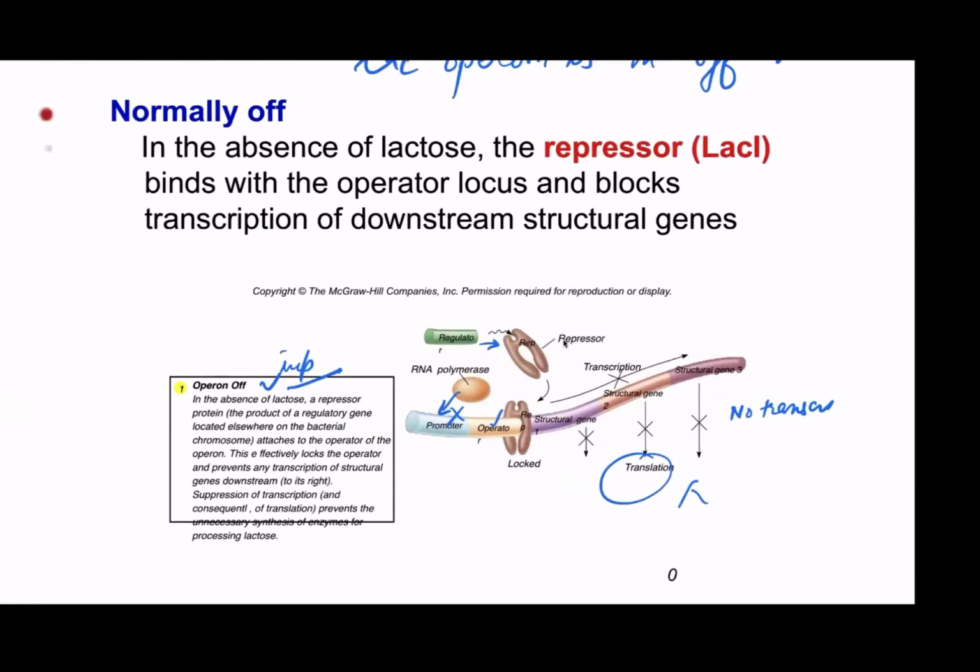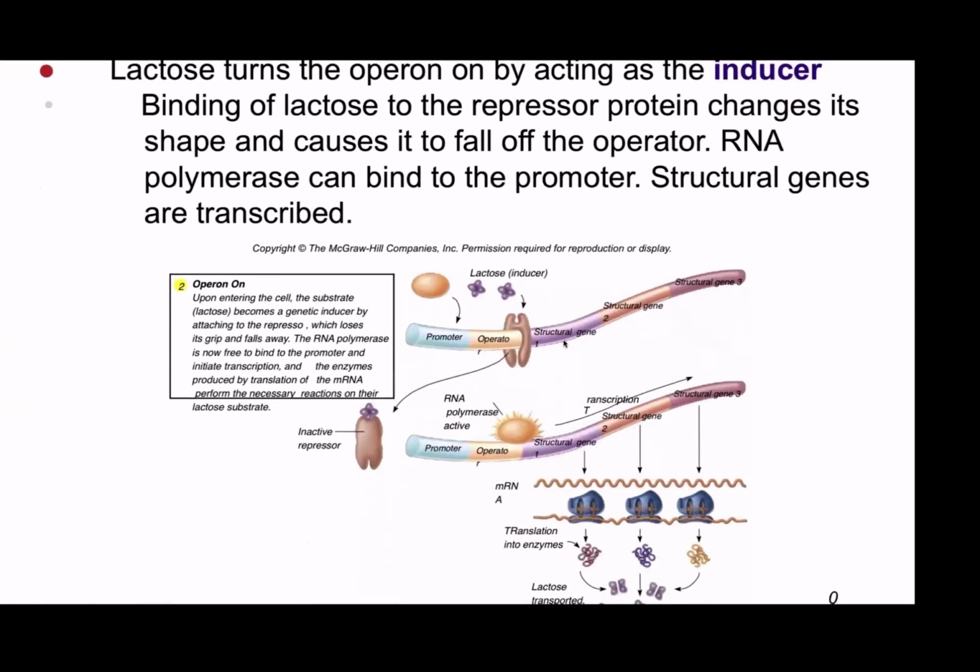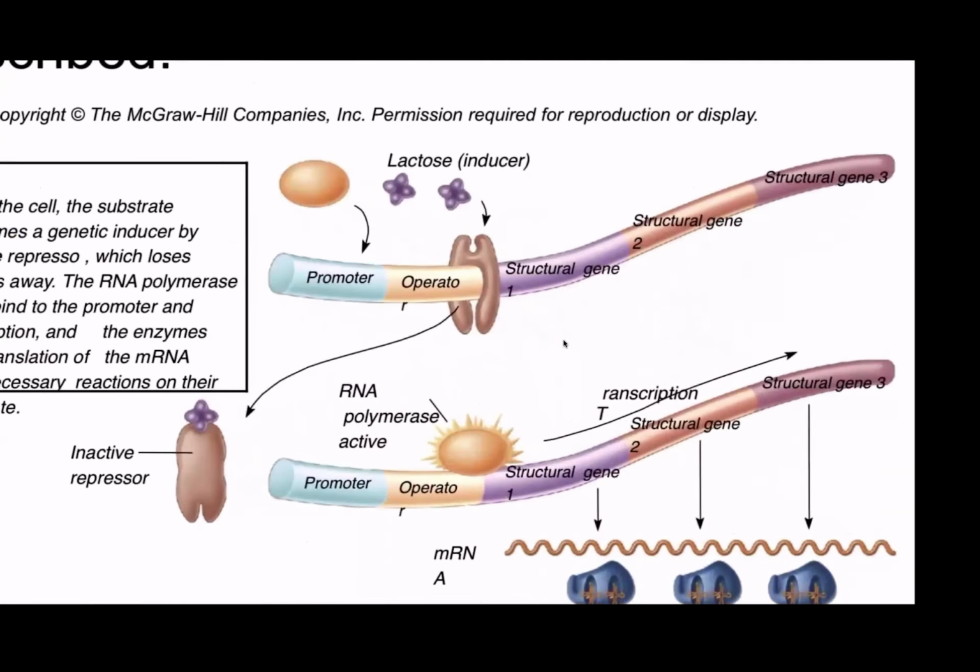On the other hand, in the next slide, we say that this gene, we need to switch it on. In the presence of lactose, when you have lactose in the medium, it acts as an inducer. What does it do? Induction of transcription. How? It binds to this repressor and makes it inactive.